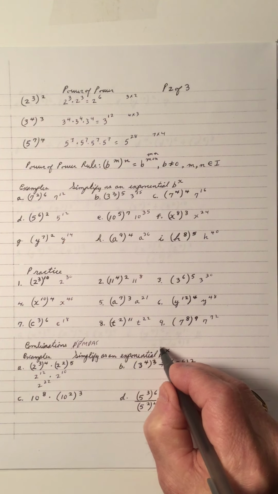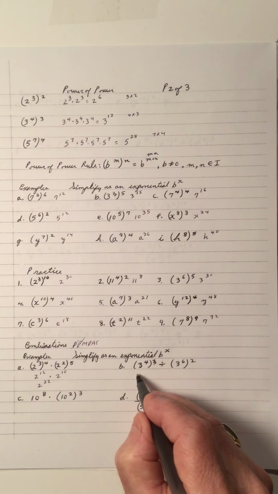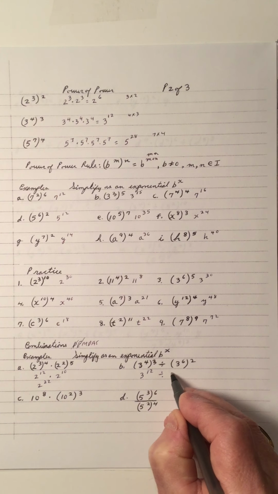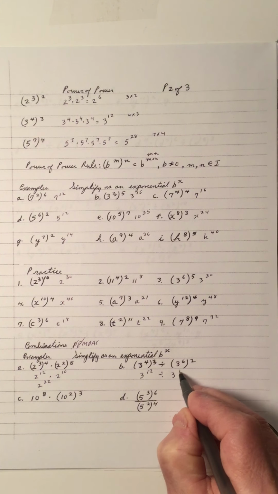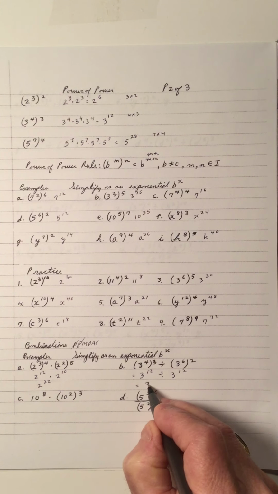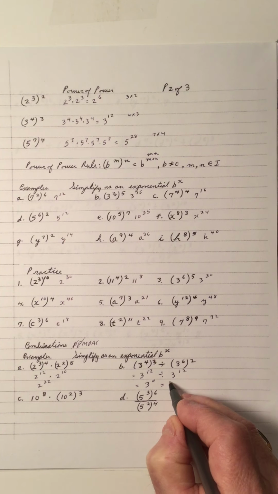And same thing here, PEMDAS. We will work the powers first because the inside is already done, so that's 3 to the 12 divided by 3 to the 12, since 6 times 2 is 12. Because we're dividing, we have like bases, we subtract the exponents. 12 minus 12 is 0. And 3 to the 0 is 1.